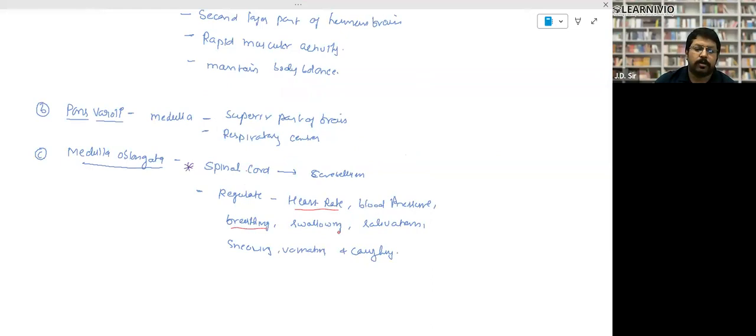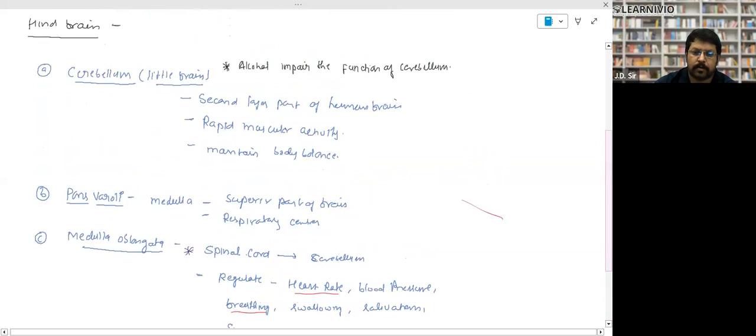salivation, sneezing, vomiting, and coughing. Right? That is all controlled by the medulla oblongata. So this was the function of the hindbrain.